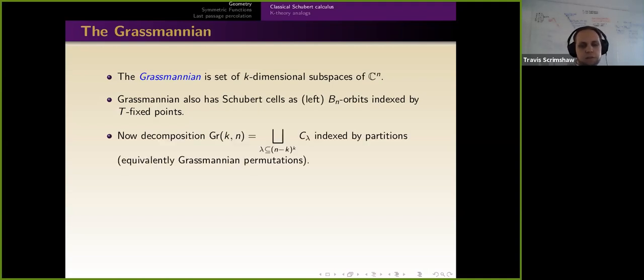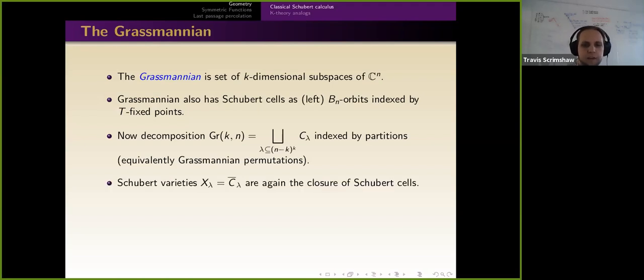We can do the same sort of decomposition, but now the permutations are only allowed to have one descent. That's what this Grassmannian permutation means. It's a permutation that has exactly one descent in it.